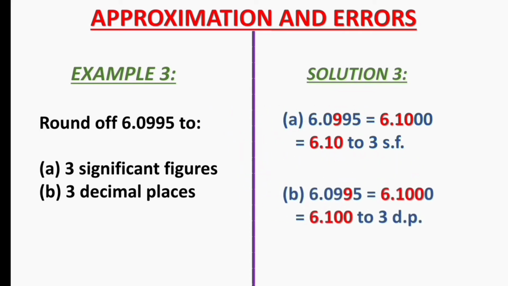For question 3B, the answer after rounding off 6.0995 to three decimal places is 6.100 to three decimal places. Here we have to keep the extreme two zeros in the answer because we need three figures after the decimal point. So the answer is 6.100 to three decimal places. Please take note of the answers in question 3.